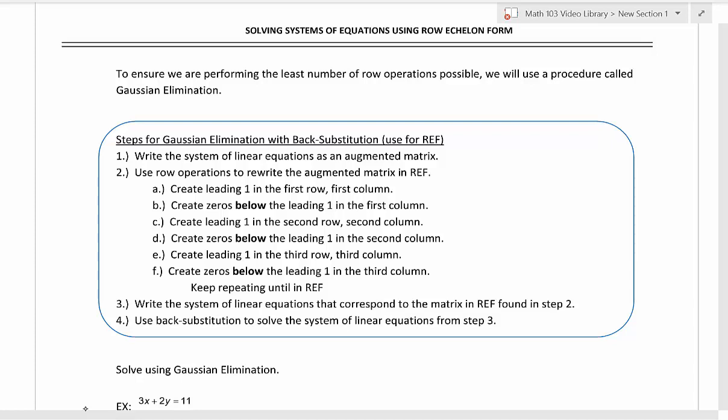Then we'll write the system of linear equations that corresponds to the matrix in row echelon form. And lastly, we'll use back substitution to solve the system of linear equations.